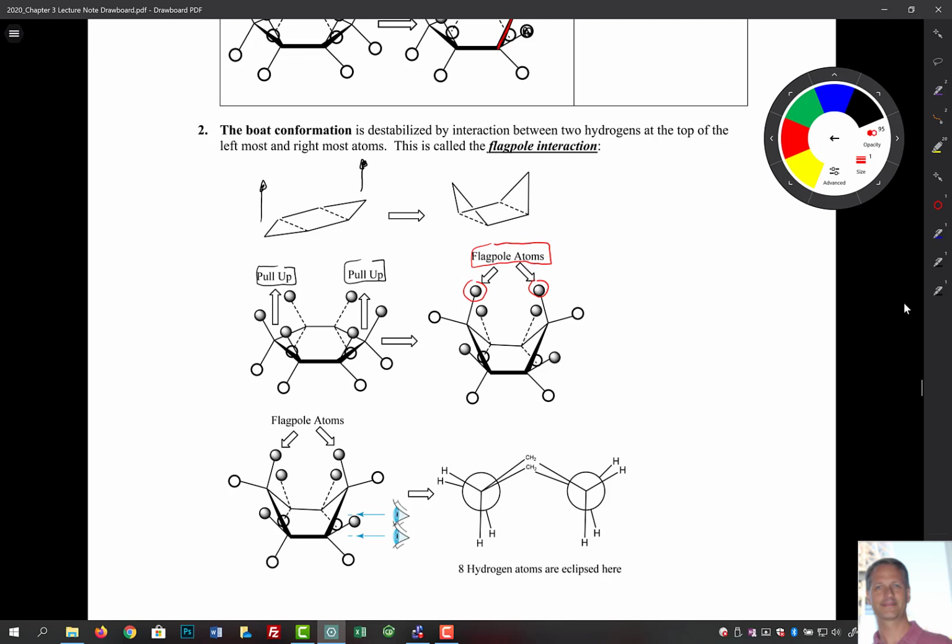All right, so I want to show you that. Let's take a look at that. Then we're going to try to take a look at this thing as a Newman projection. It's kind of tricky, but we'll look at the little JMol picture to help us out with that. So let's take a look here.